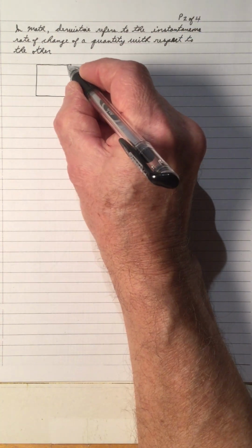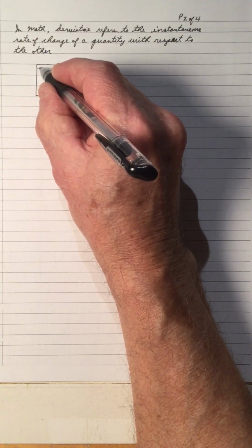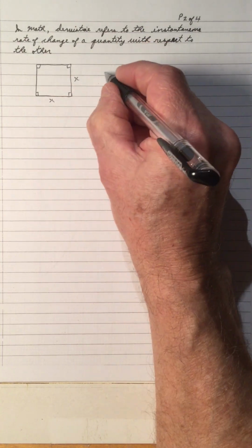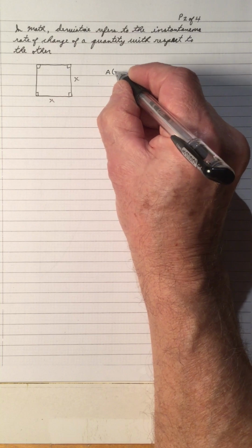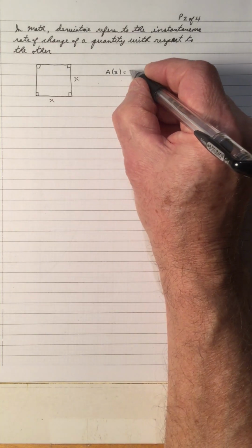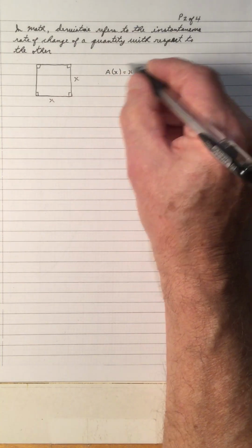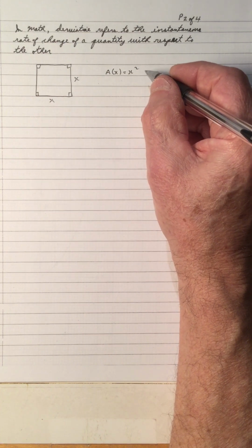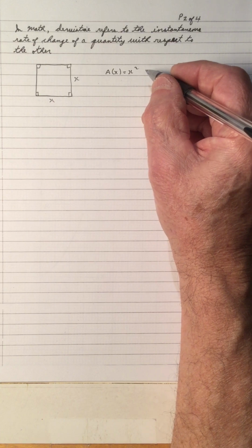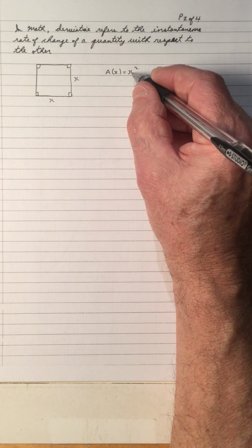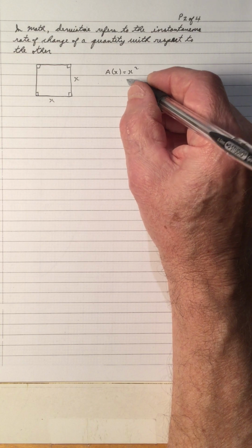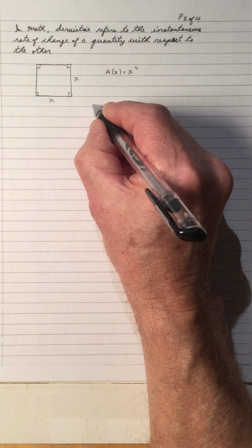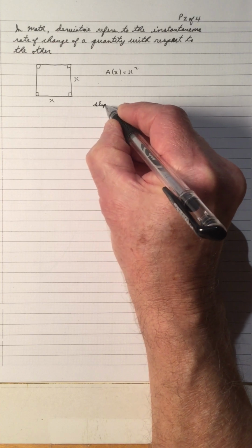So let's take a square, make it 4 right angles in the corner, and a square has all sides equal. So the area of a square as a function of s is the side being squared, length times width, x times x. So the instantaneous rate of change of a square in relation to the length of the sides at some value of c. So that instantaneous rate of change is the slope.